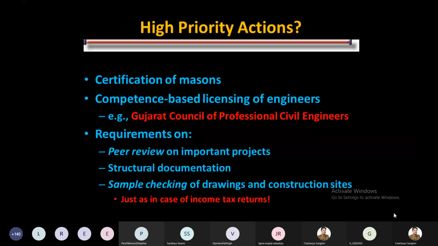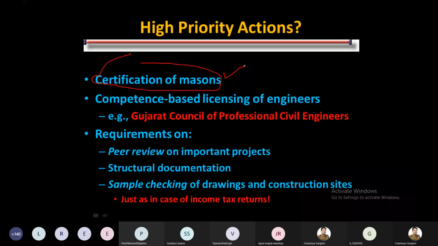So what are the actions required? The main part is certification of the mason, right? That is required. So good masonry work is required, right?